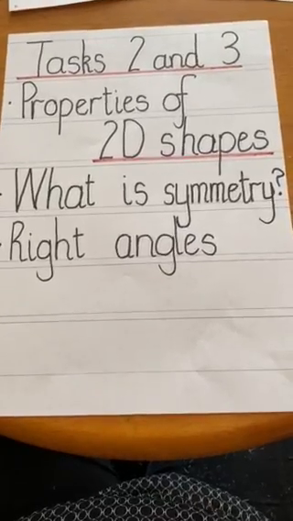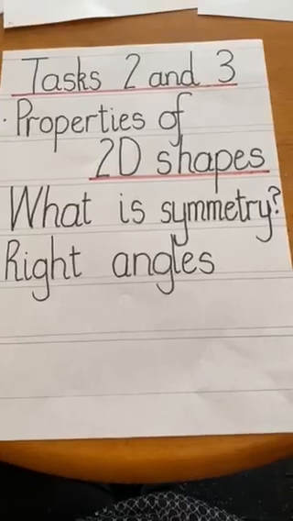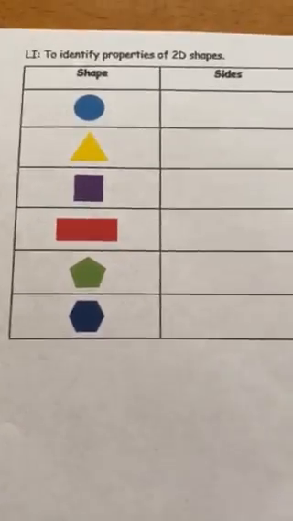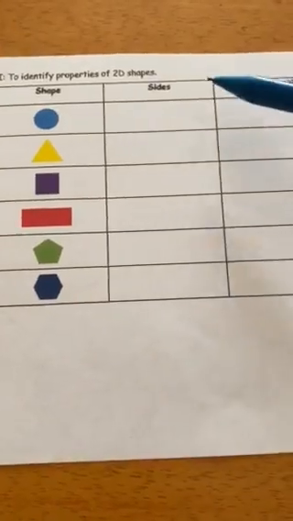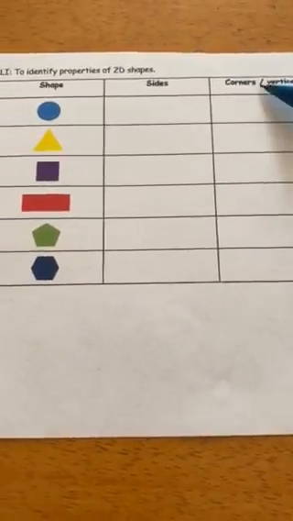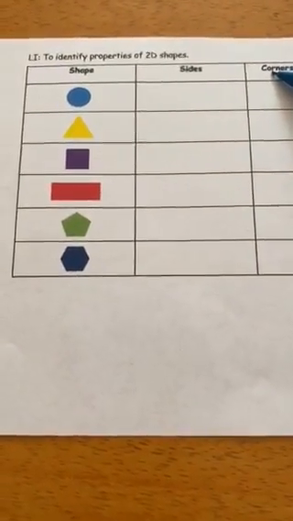We're going to be thinking of properties of 2D shapes, symmetry and right angles. First we're going to be looking at some properties of 2D shapes. These are the common shapes that we've been looking at school, and we're going to look at how many sides, corners or vertices they have. Remember to use the correct language when you're describing the properties.